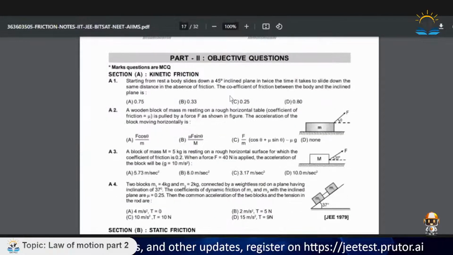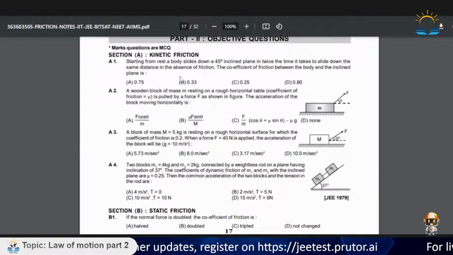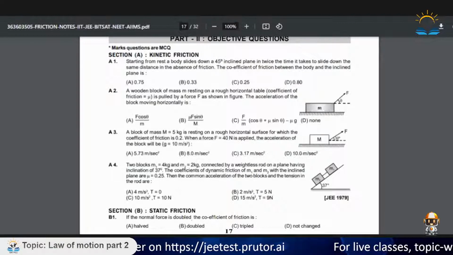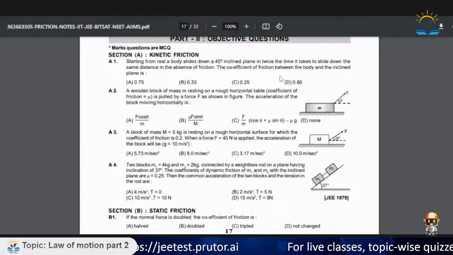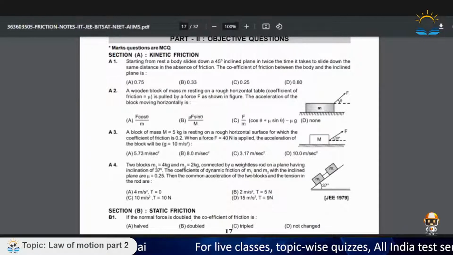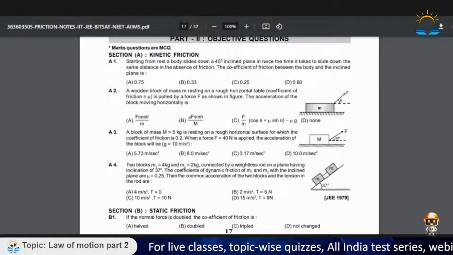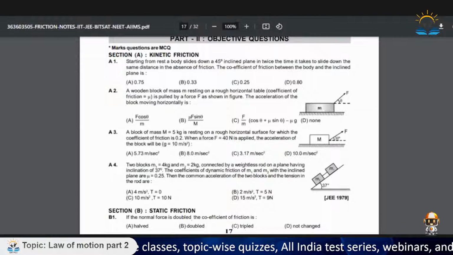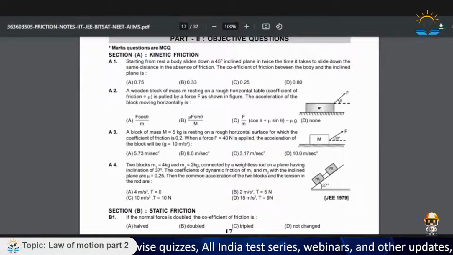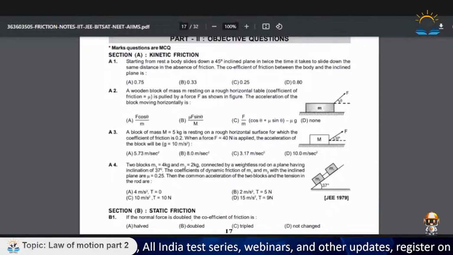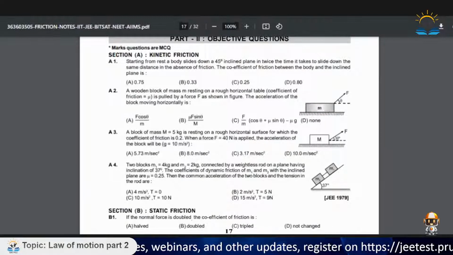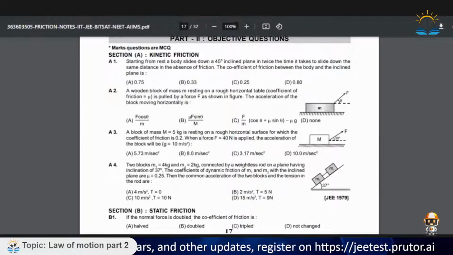Now let us see some objective questions. So here are some objective questions. Starting from rest, a body slides down a 45-degree inclined plane in twice the time it takes to slide down the same distance in the absence of friction. The coefficient of friction between the body and the inclined plane is? Now let us try to solve this question. Assume that there is a plane of 45 degrees.